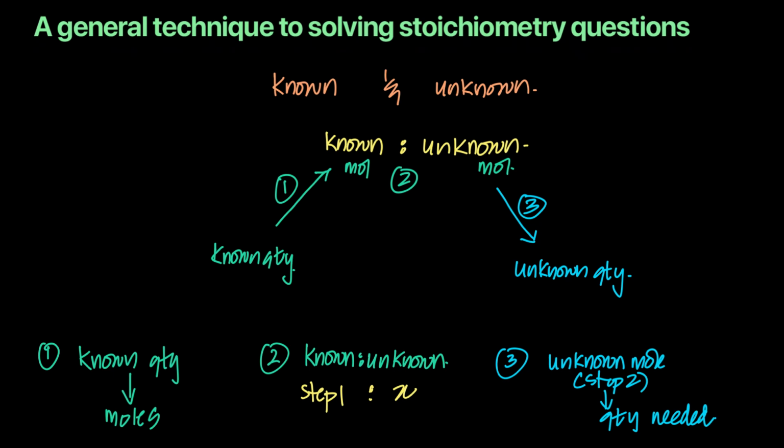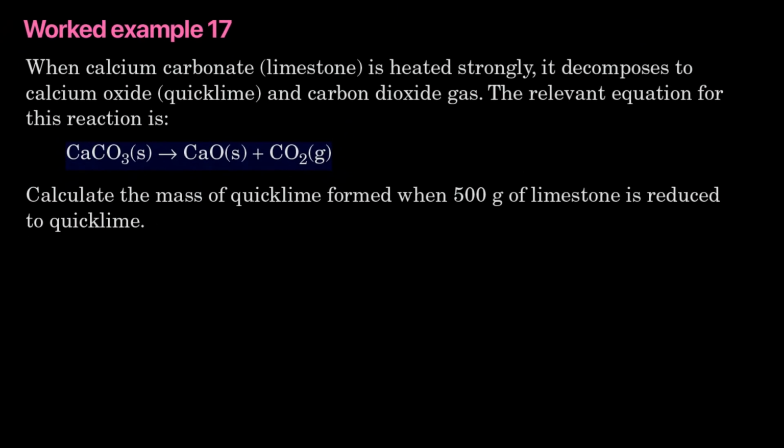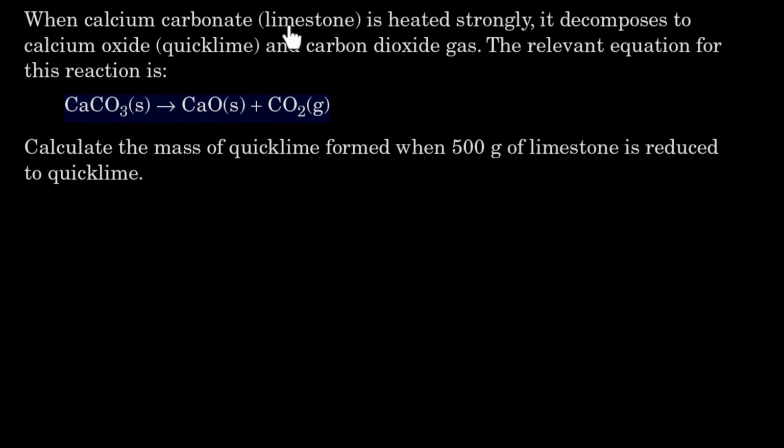All right, so let's solve this example, worked example 17, from the method I just told you about. The question is asking us that when calcium carbonate, which is limestone, is heated, it decomposes according to this equation, into calcium oxide and carbon dioxide. They want you to find the mass of quicklime, which is calcium oxide, which means my calcium oxide is my unknown. That's what I need to find out. I've been given a certain mass of limestone, so that is my known. And so that's my data in the question.